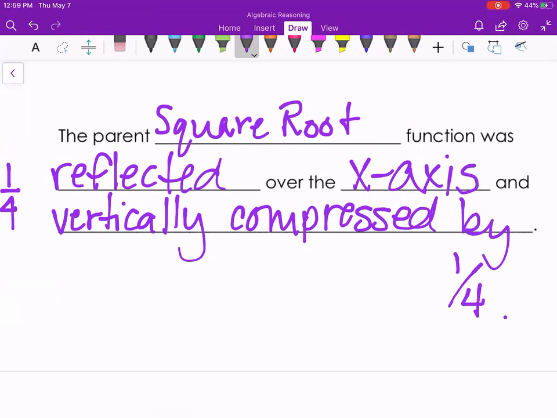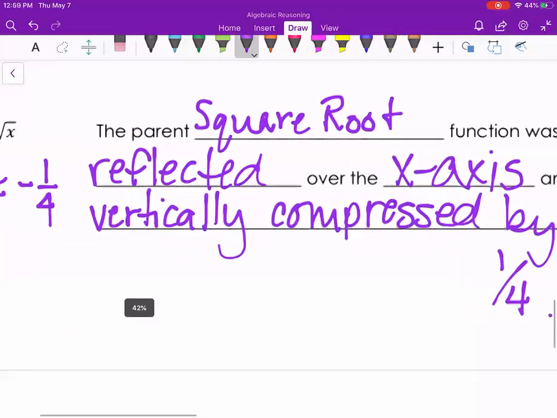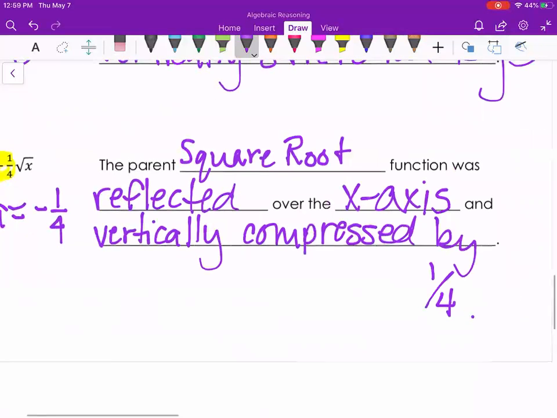All right, so I hope you learned a little bit about the sign of A and what that does to your graph. Just remember, if it is negative, that does reflect it over the x-axis. The actual number itself tells you the compression or the stretch, and whether your graph is going to be narrow or wider.